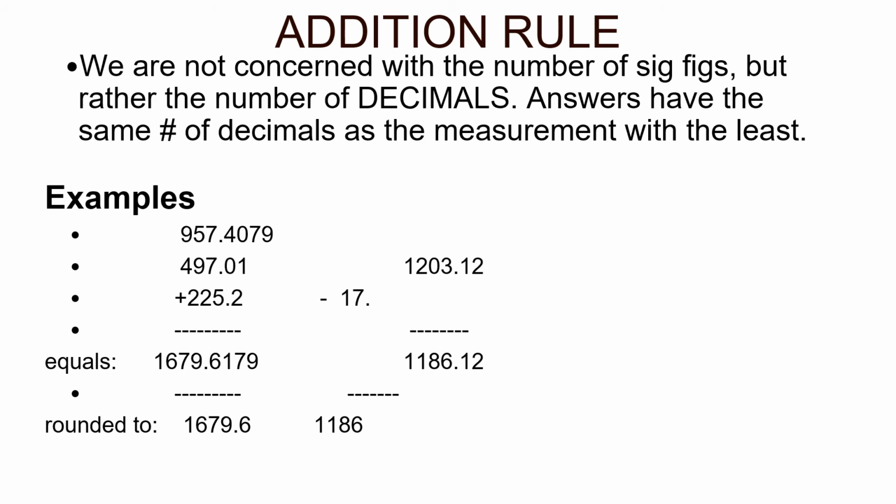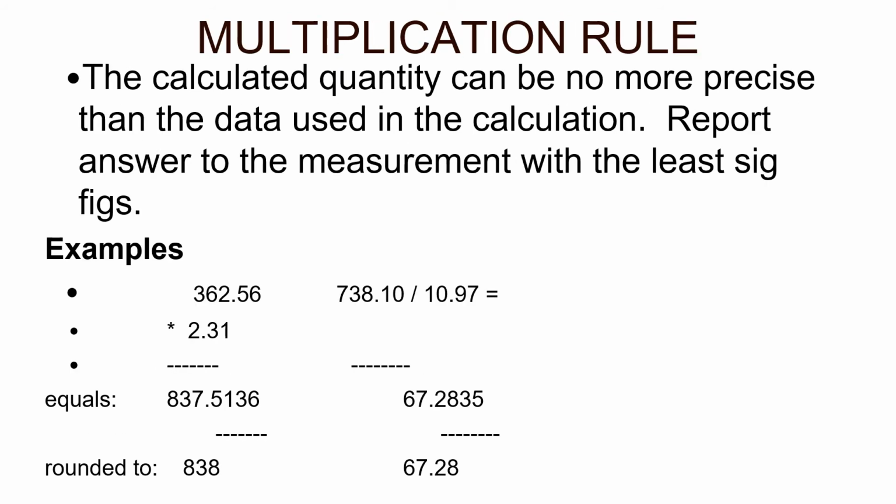When it comes to the multiplication rule of thumb, the calculated quantity can be no more precise than the data used in the calculation. So you need to report your answer to the measurement with the least amount of significant figures. If you look at the example on the left, multiplication, you can see that the component with the least amount of significant figures is 2.31. This number only has 3 significant figures. So when you multiply 362.56 times 2.31, your calculator may give you an answer like 837.5136. However, this is far more precise than you can actually calculate.